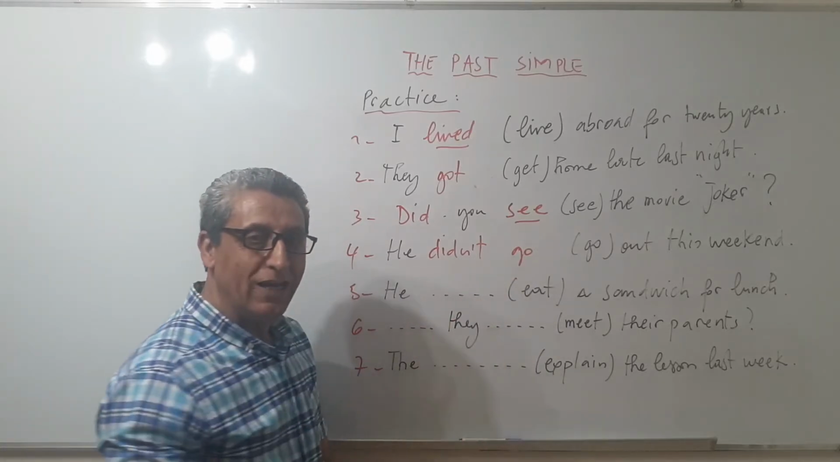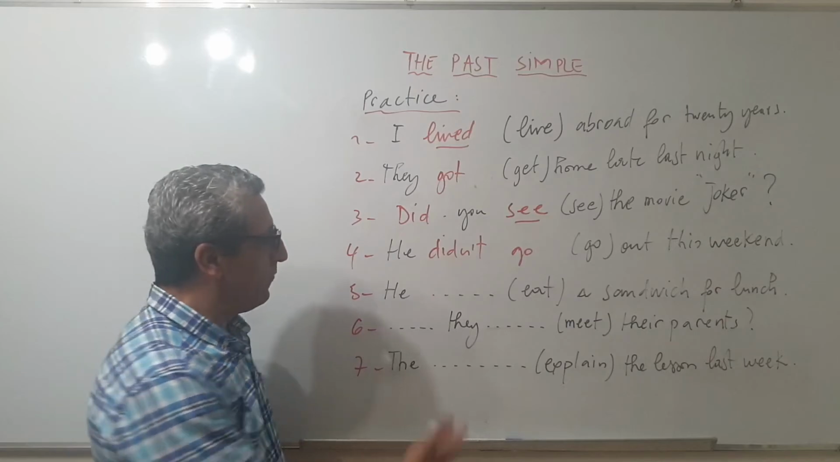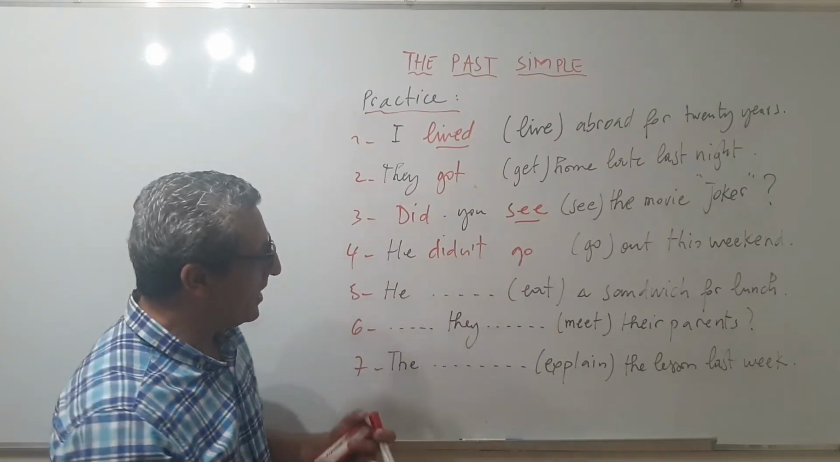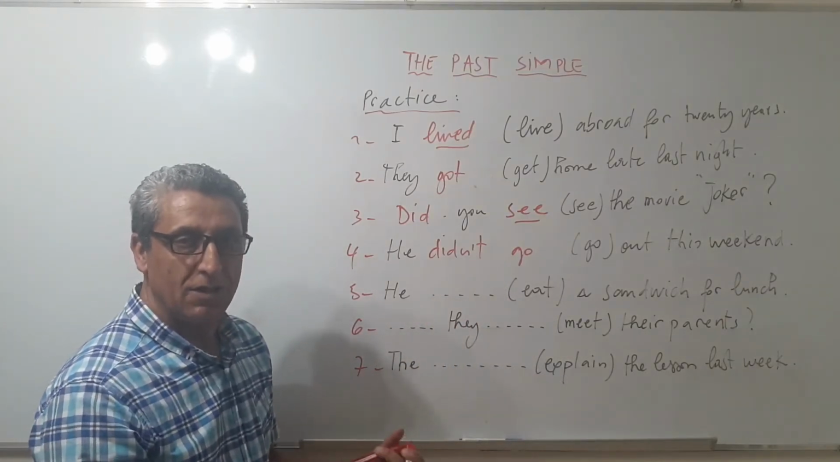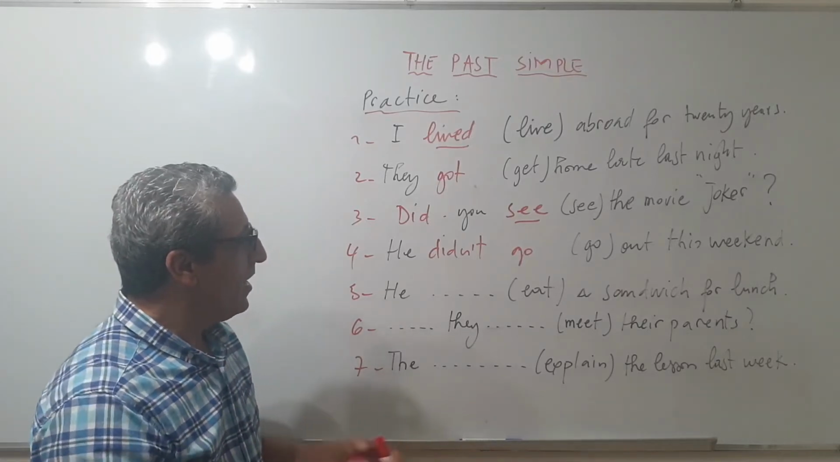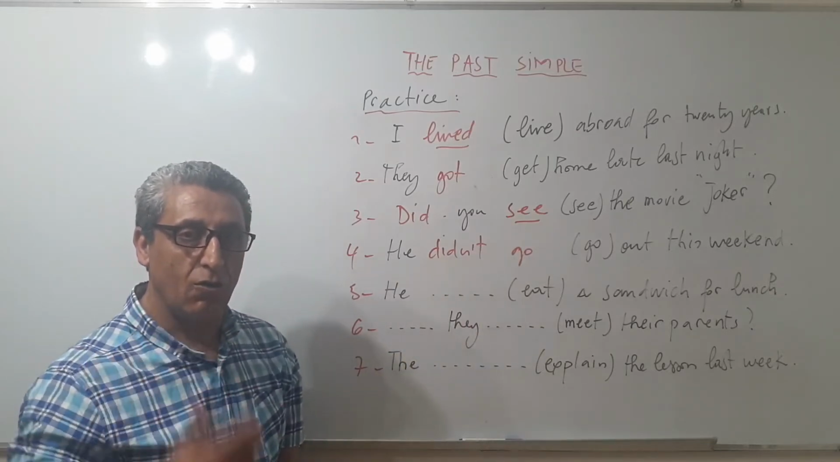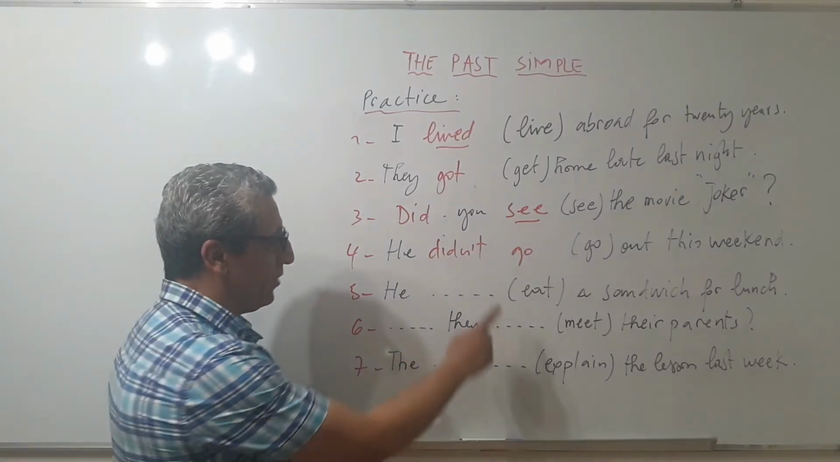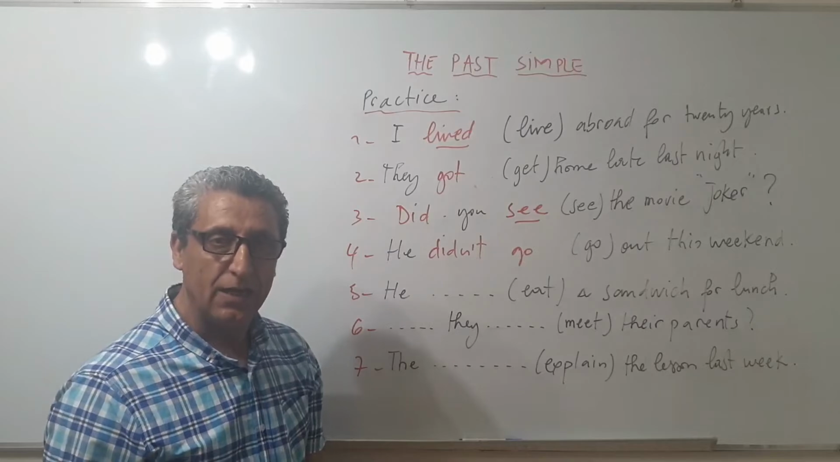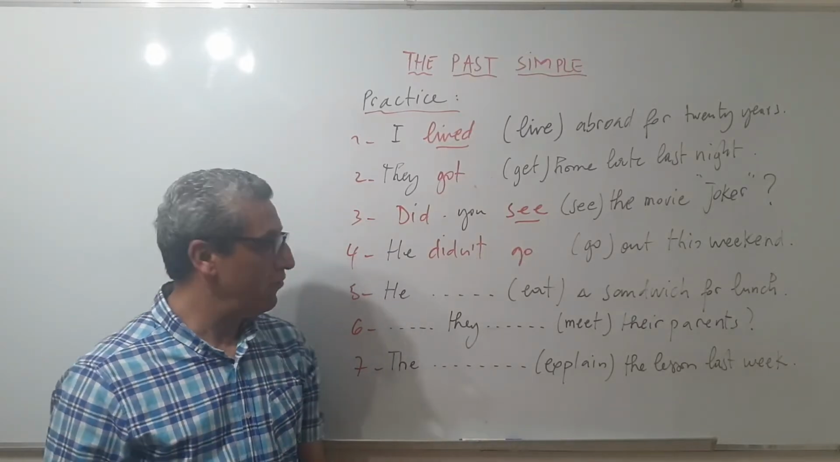Of course, go is an irregular verb. Okay? It's not a regular verb. Of course, here in the negative form, we cannot see it. But by the way, the past simple of go is went. And the past simple of see is saw. S-A-W, and went, W-E-N-T. Go to the list and check out all these irregular verbs.